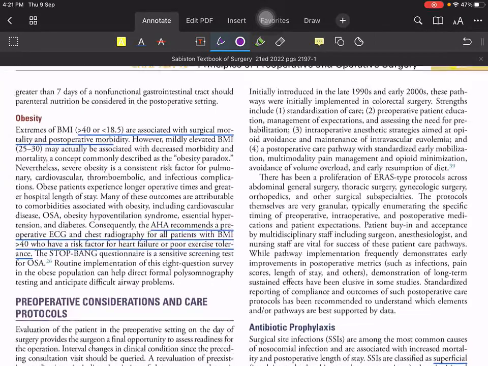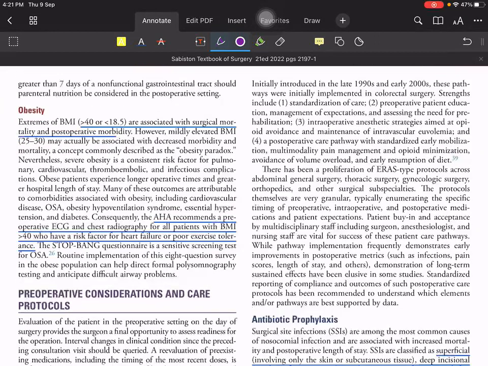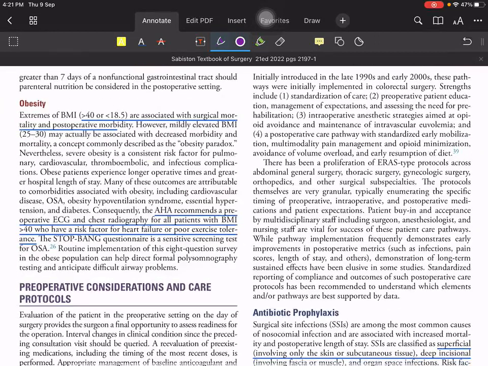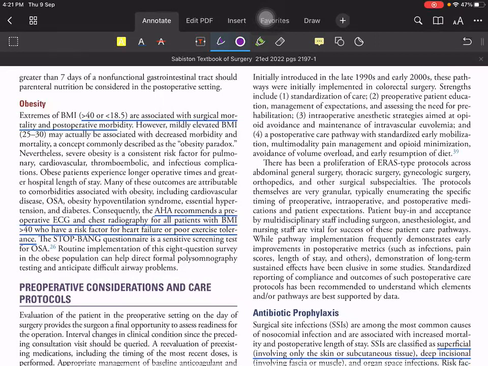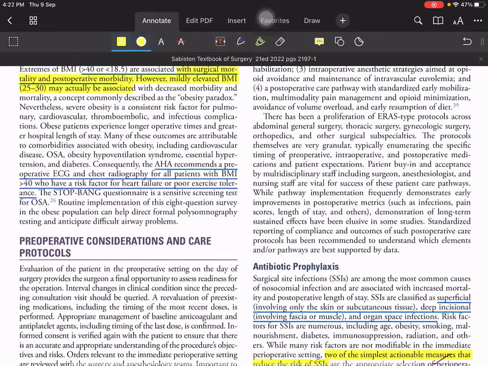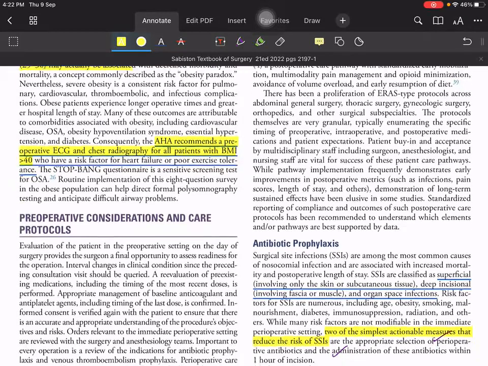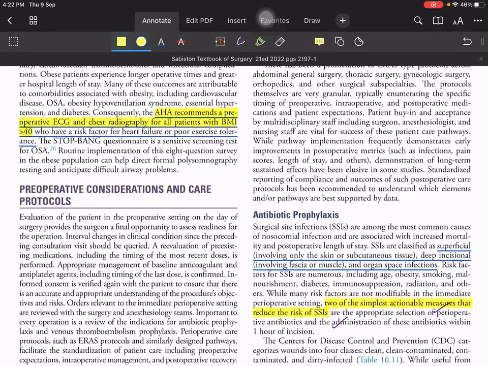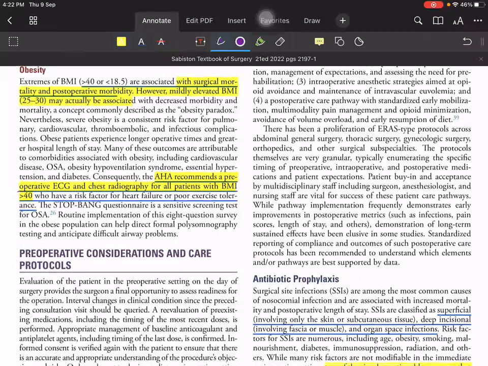So regarding obesity, a BMI of greater than 40 or less than 18 is associated with surgical morbidity and postoperative morbidity. So AHA recommends a preoperative ECG and a chest X-ray for all patients with BMI greater than 40 who have a risk factor for heart failure or exercise intolerance. So remember that for more than 40, they are asking for an ECG and a chest X-ray.